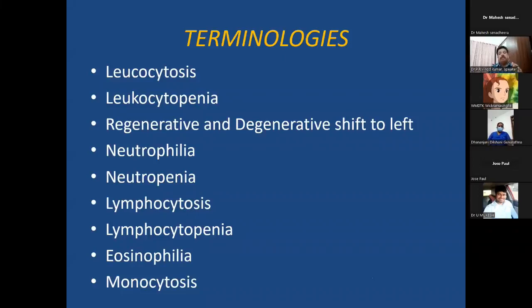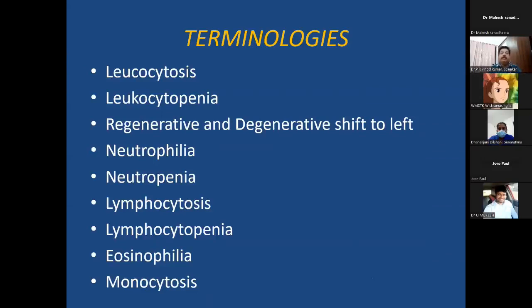Regenerative means the immune system is working very well. The number of total leukocytes is very high, and the number of immature leukocytes is also very high. So it is working very well. That is regenerative shift left. So always when a bacterial infection occurs, a regenerative shift left is good. But if it is a degenerative shift left, it is bad.